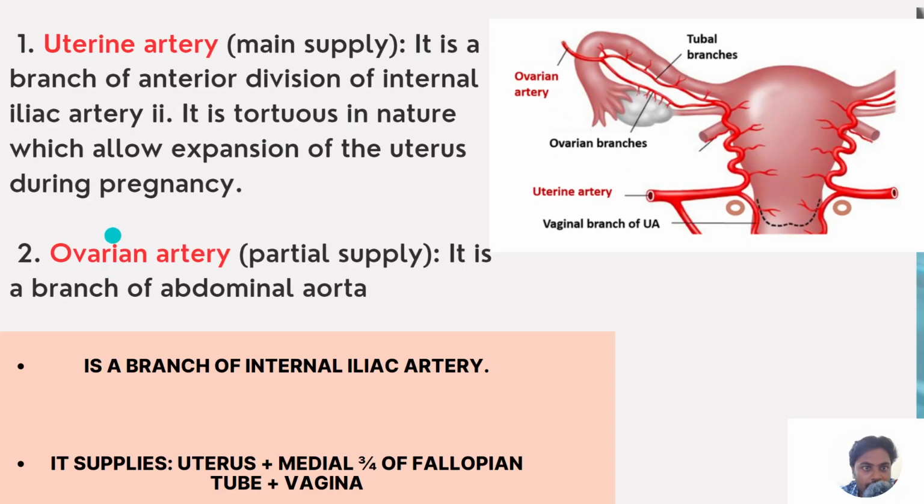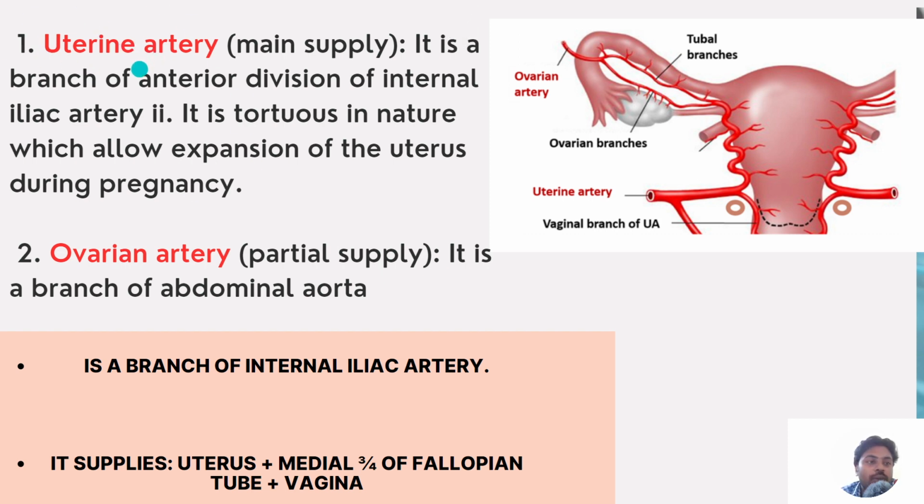Let's discuss the blood supply to the uterus. The uterus is primarily supplied by two arteries. The first is the uterine artery and the second is the ovarian artery. The uterine artery is the main supply. It is a branch of the anterior division of the internal iliac artery, and the ovarian artery is a branch of the abdominal aorta.